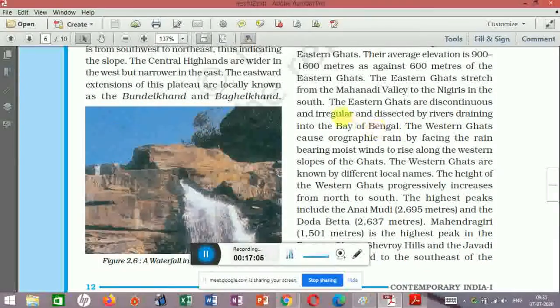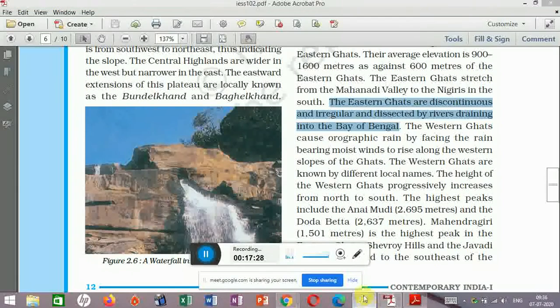Another point of difference is here. See, the Eastern Ghats are discontinuous and irregular and dissected by rivers draining into the Bay of Bengal. That means broken in many places. Okay, Eastern Ghats are discontinuous, irregular, dissected means it is broken at many places.